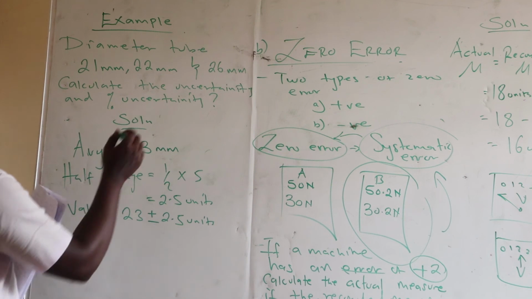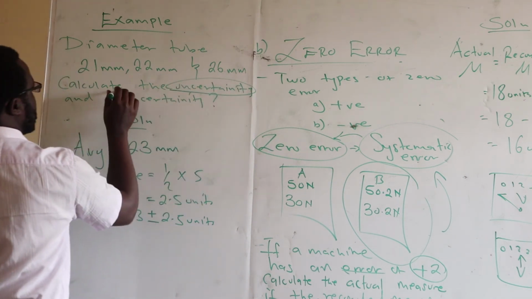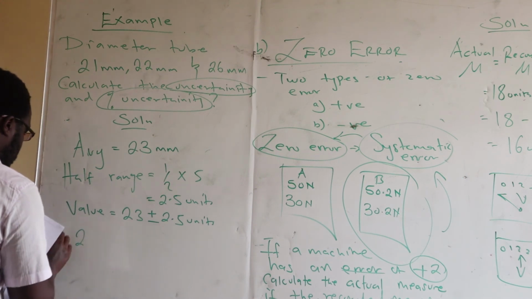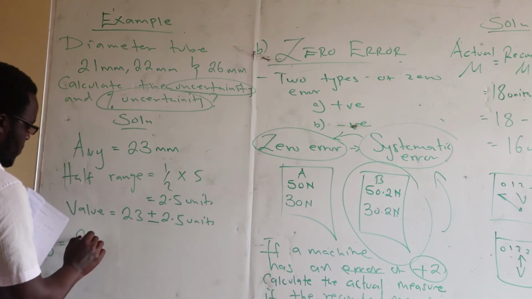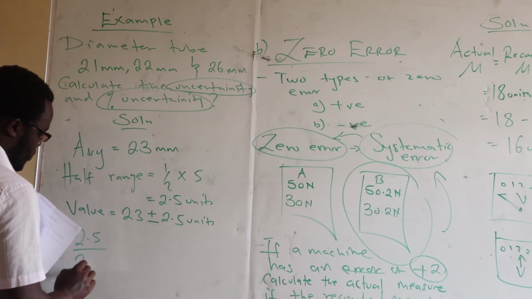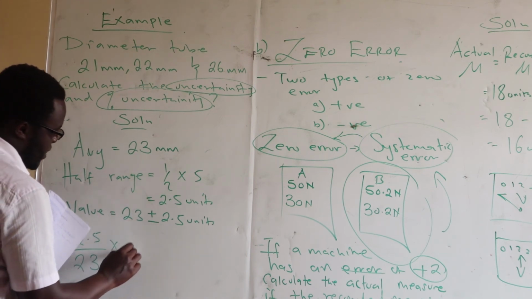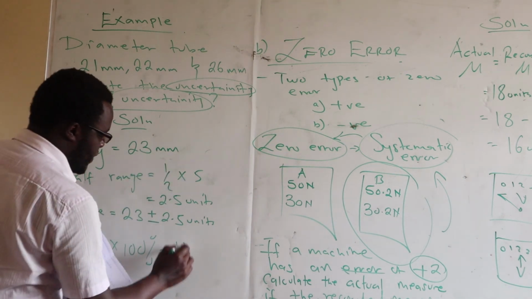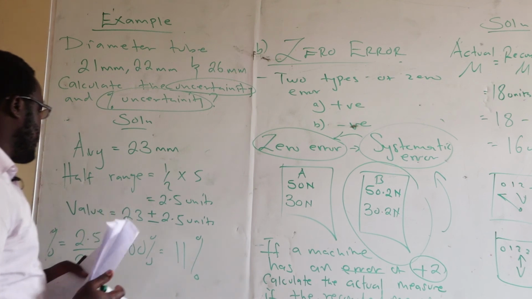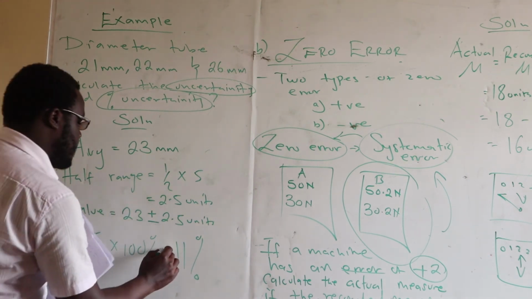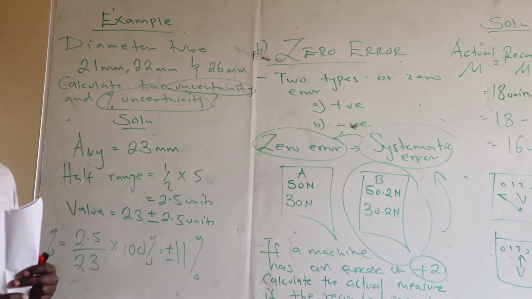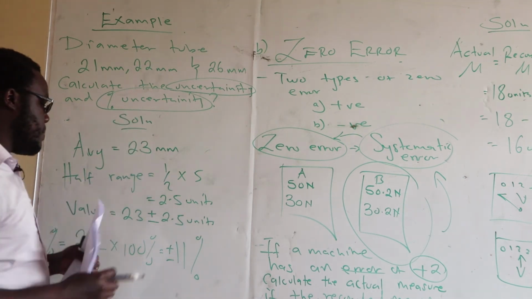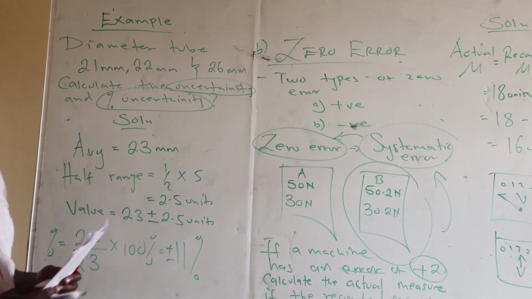From the uncertainty, we can get the percentage uncertainty. The percentage uncertainty is equal to 2.5 divided by the actual value times 100%. That gives us 11%. Remember, it will be plus or minus 11%. The error as a percentage, or the uncertainty, will be plus or minus 11%.